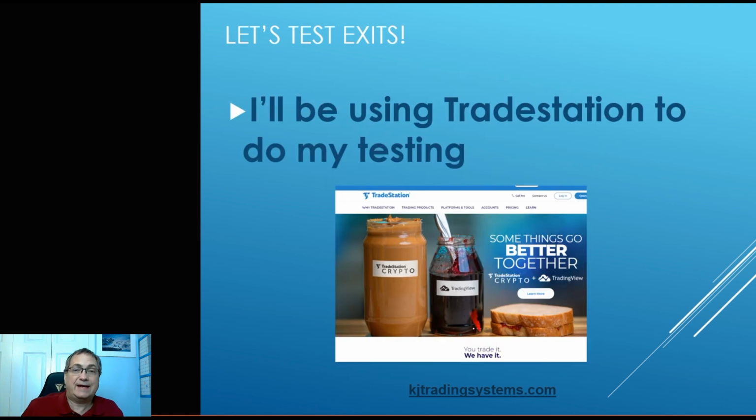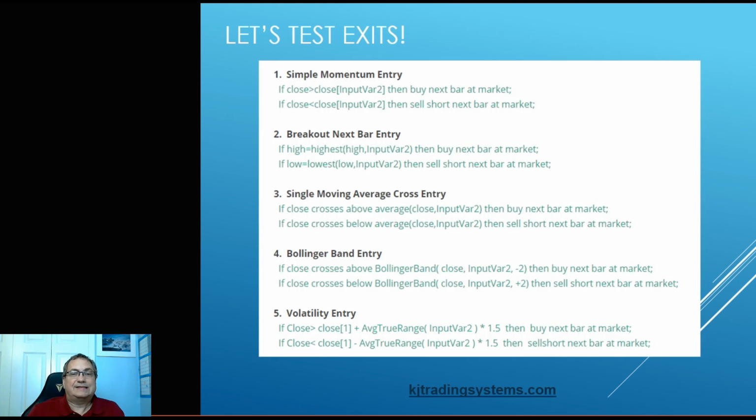So I'm going to be using TradeStation to do my testing. That's what I do most of my system development work with. It's also what I do my trading with. So it's a pretty good platform. It's been around a long time. It was one of the pioneers in systematic algo trading. They didn't call it algo trading back then. They do now. So let's test some exits with these entries.